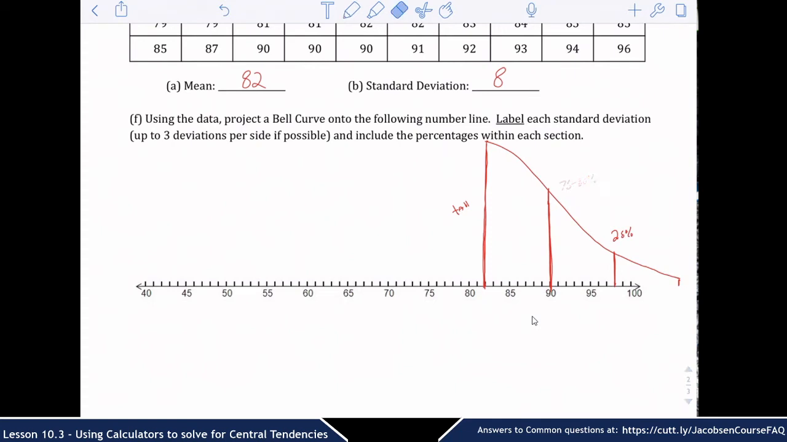Do not actually write those percentages there. In the next video, we'll be covering what are the actual percentages of standard deviation. But for right now, know that that is how you could best sketch your bell curve.